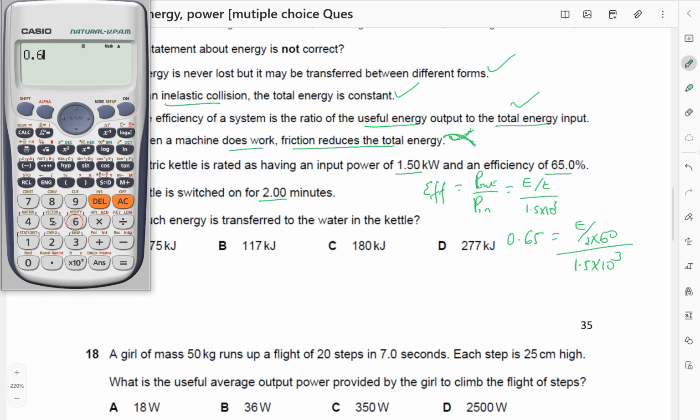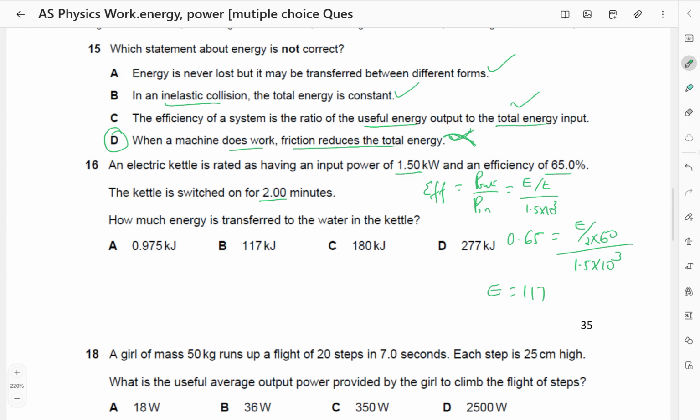So I'll say 0.65 times 1.5 exponent 3. Then I multiply this by 2 times 60. So this is giving me 117,000. So E is 117,000 joules. So this is 117 kilojoules, making the answer to be B.